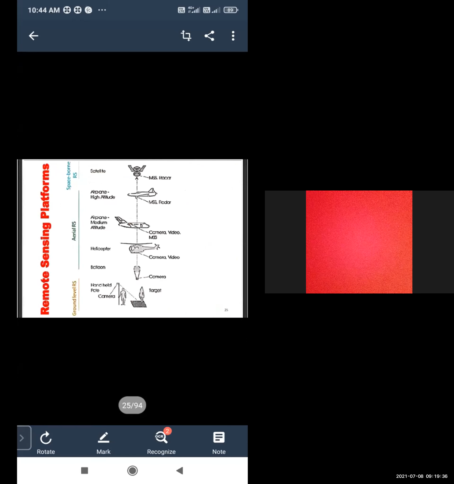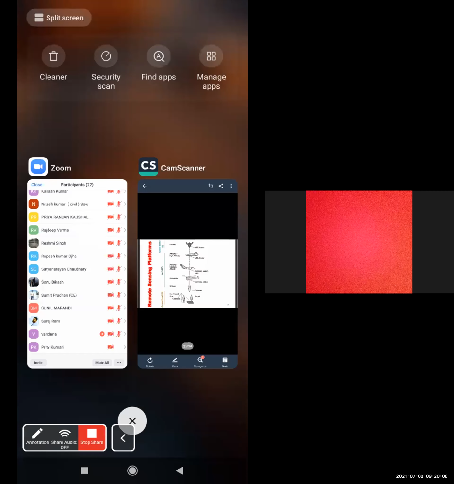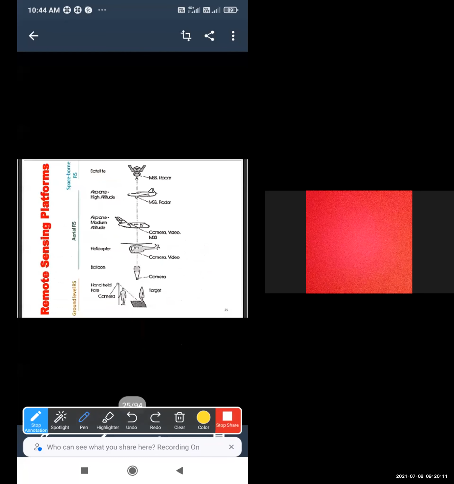See the diagram. Here we differentiate three types of platforms. The lower one is the ground level remote sensing platform. In the middle is the aerial remote sensing platform, and the highest one is the space-borne remote sensing platform. So see the difference here. This is the example for the ground level remote sensing platform.